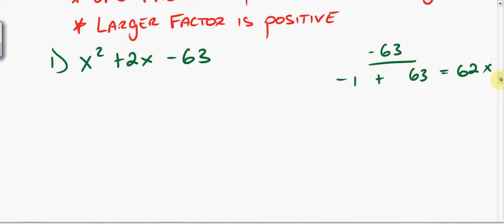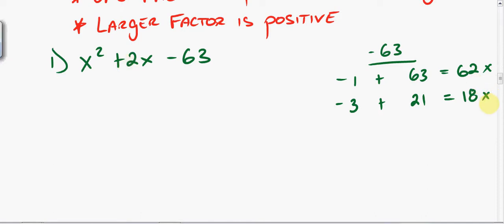Okay, so now let's try 2. 2 does not go into 63 evenly. What about 3? 3 does. 3 goes into 63 21 times. Make 21 positive, 3 is going to be negative. So when we multiply them together, negative 3 times 21 gives us negative 63. Negative 3 plus 21 is going to give us positive 18, which is not 2.